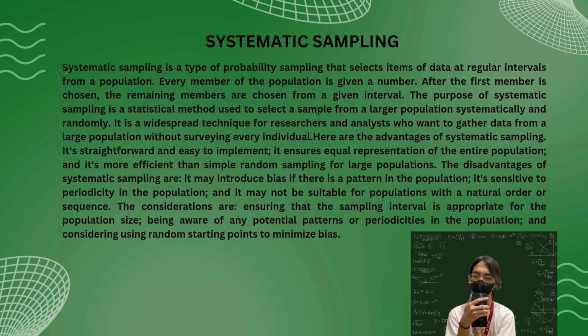The disadvantages of systematic sampling are it may introduce bias if there is a pattern in the population, it's sensitive to periodicity in the population, and it may not be suitable for populations with a natural order or sequence. The considerations are ensuring that the sampling interval is appropriate for the population size, being aware of any potential patterns or periodicities in the population, and considering using random sampling points to minimize bias.